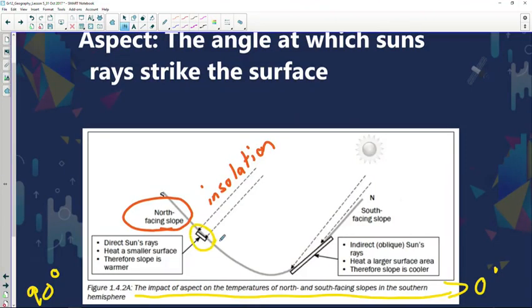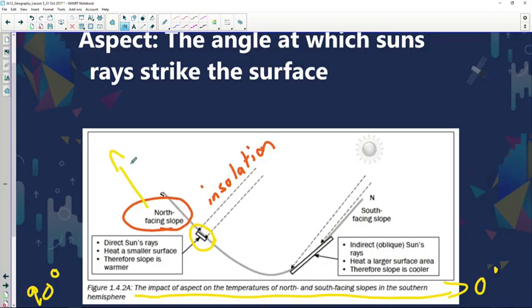experience warmer conditions. Even though the area that's being heated up, as you can see, is much smaller, it's much warmer over there. So as a South African, if you want to build your house on a slope, you preferably need to build on the north-facing slopes. It means you will have natural heating. It will be warmer because of direct insolation.